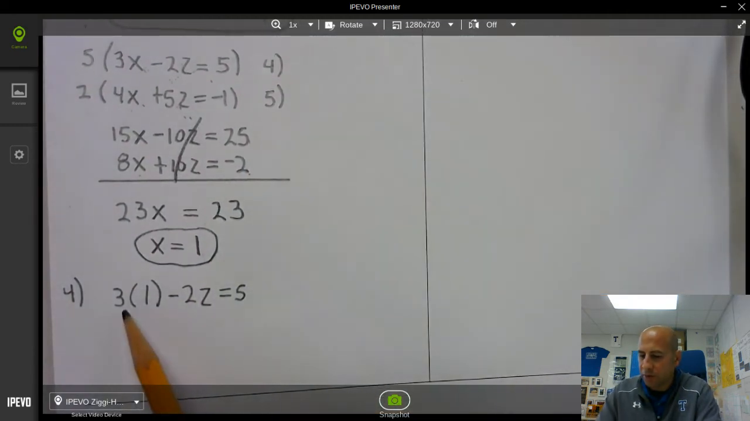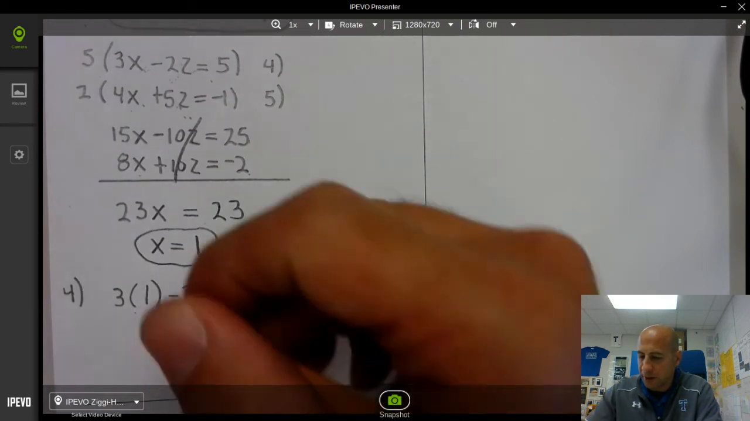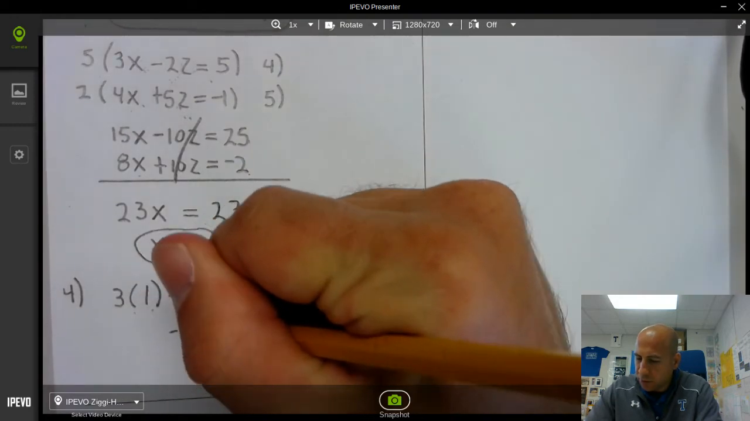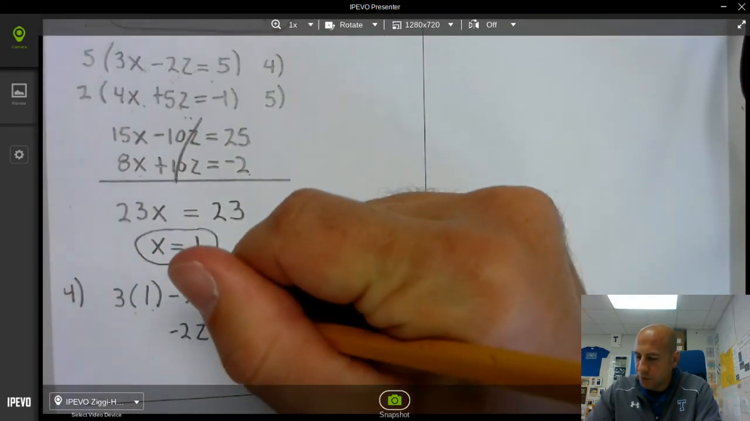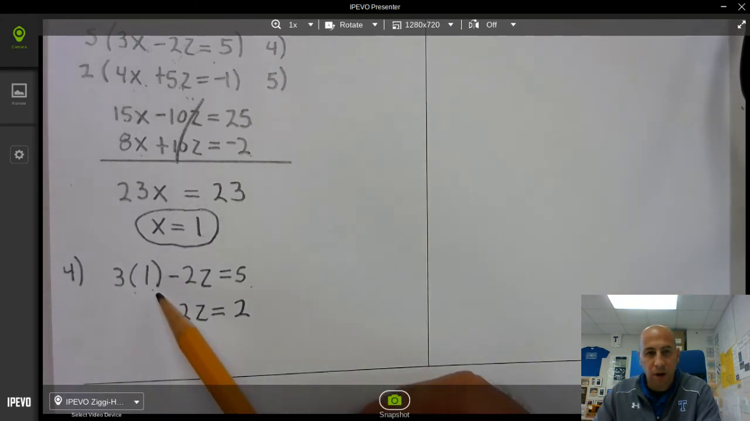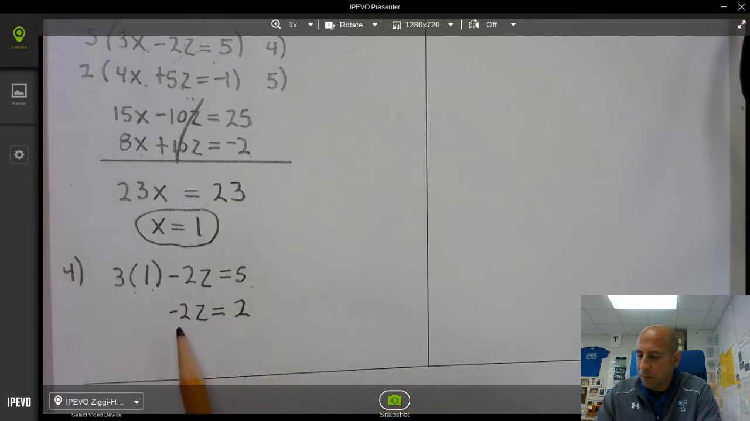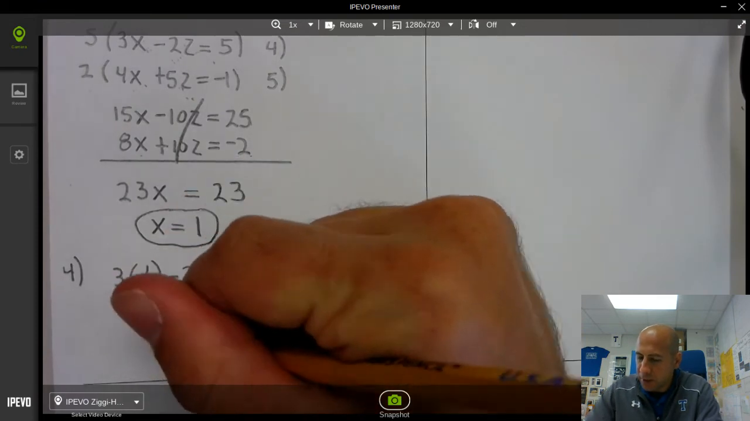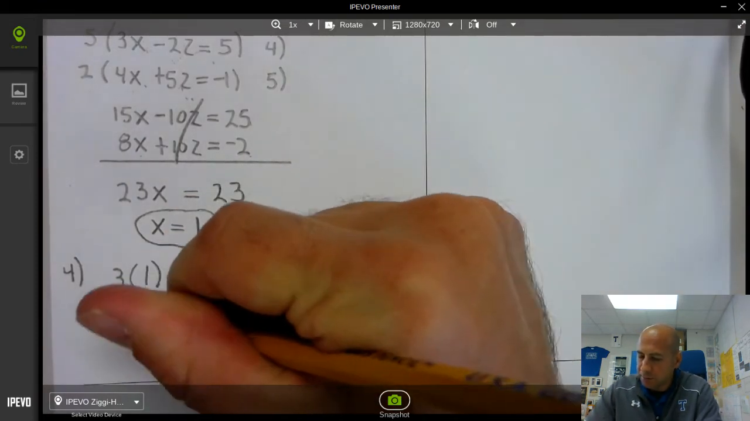Well, we know that 3 times 1 is 3. Okay, so we just know that's 3. Now we're going to subtract 3 from both sides. So you get negative 2z equals 2. So I kind of did 2 steps there. And again, in class, I can always fill in those 2 steps if you like. Okay. Now here, I'm going to divide negative 2 by both sides. So z equals negative 1.